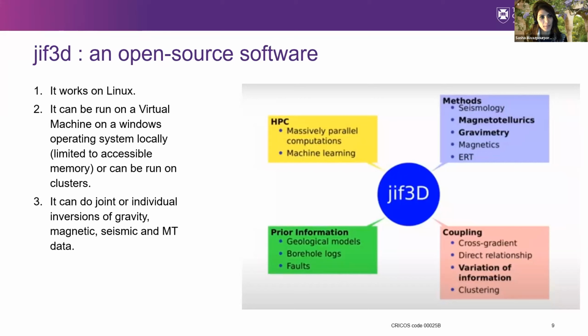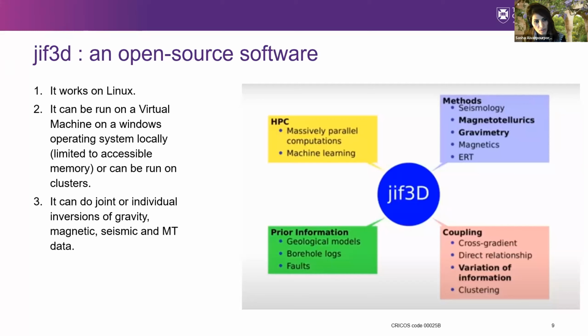Now a bit about GIF3D, the 3D joint inversion framework. The most important thing, I think, is that it's open source software, because a lot of things you have to pay for, and that wouldn't be possible for me to run if I needed to pay. Max, I used this image in the background from your talk, and I'm sorry it's low quality, but I thought it was good because it summarizes what goes into GIF3D.